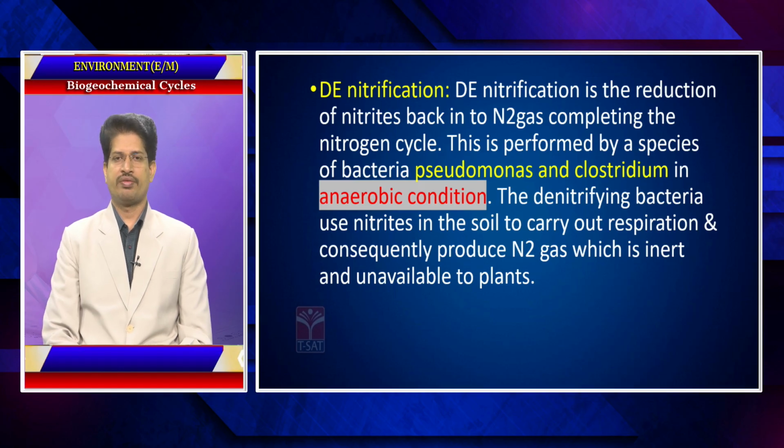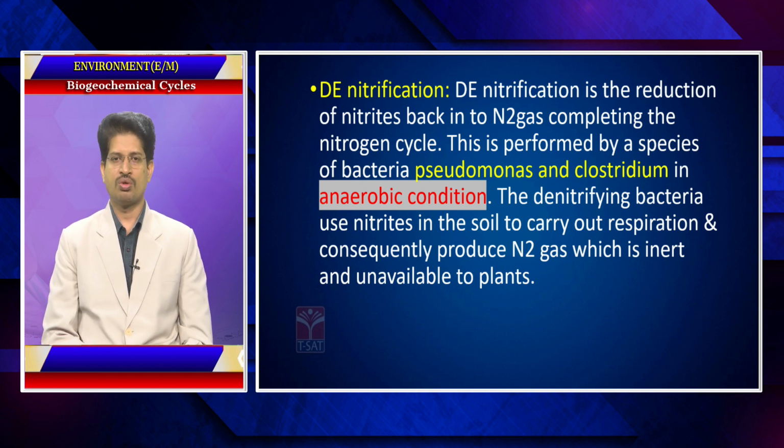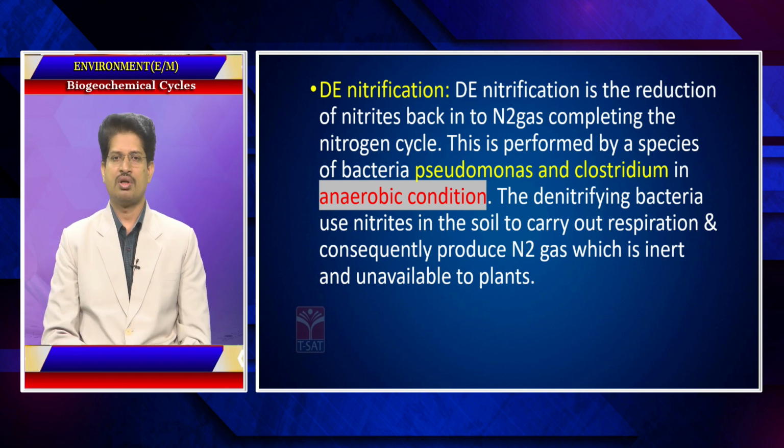Denitrification. Denitrification is the reduction of nitrates back into nitrogen gas, completing the nitrogen cycle. This is performed by species of bacteria known as Pseudomonas and Clostridium in anaerobic conditions. So, they may ask you which bacteria are responsible for converting nitrates or some kind of molecular nitrogen back to nitrogen gas: Pseudomonas and Clostridium can be given as examples for denitrification. So, this leads to the completion of the cycle, again the nitrogen from a compound being converted into a gas.